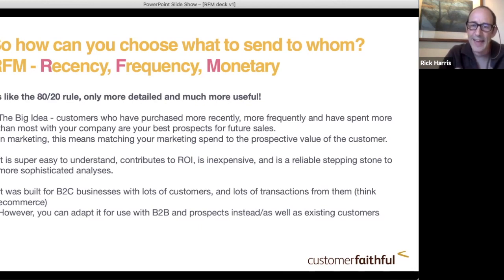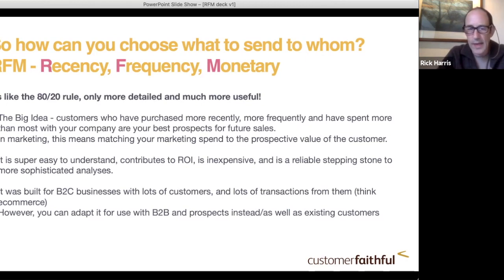Now, as I said, this came from catalogs. So it was built for sort of B2C businesses with lots of transactions, people buying soap or books or things like that with reasonably low value. So people buy them a lot. So that was what it was designed for.